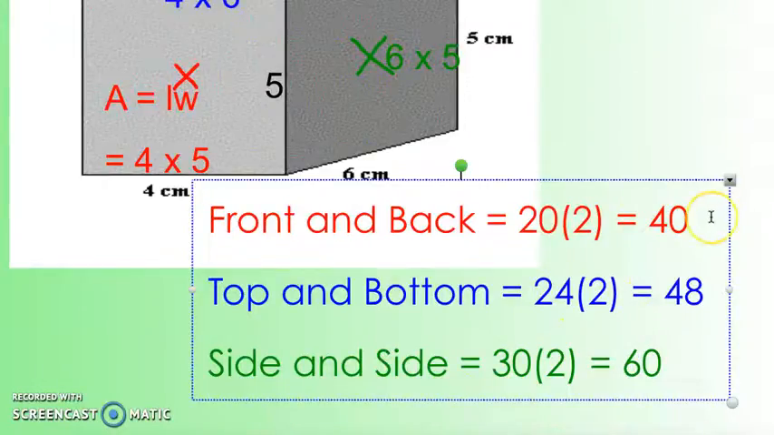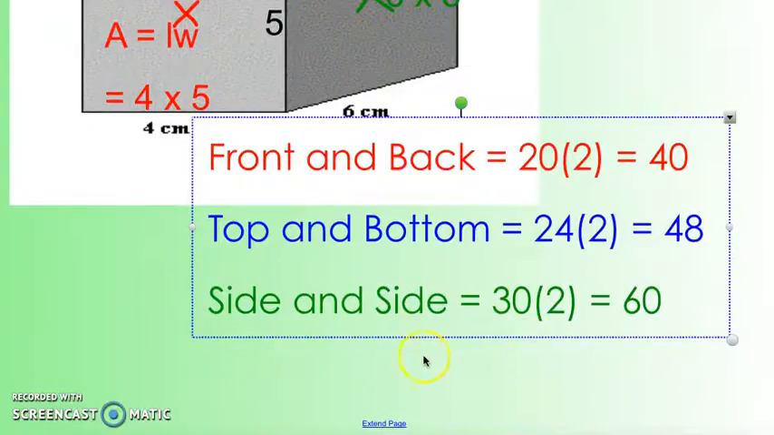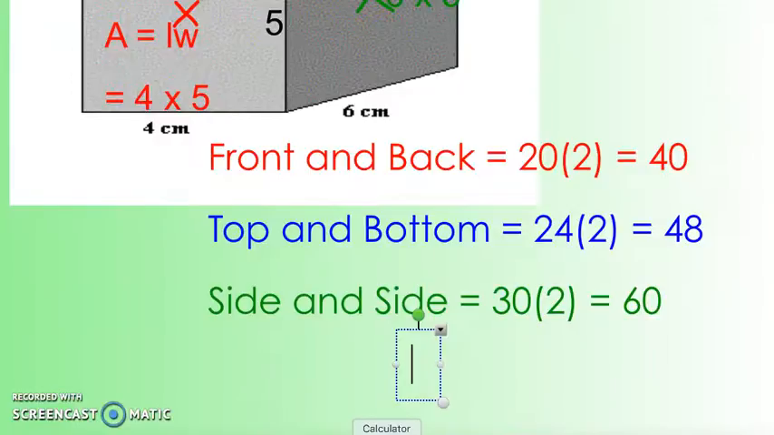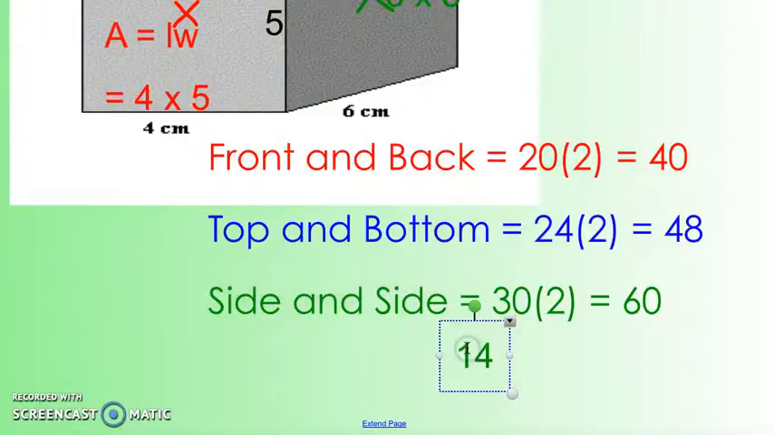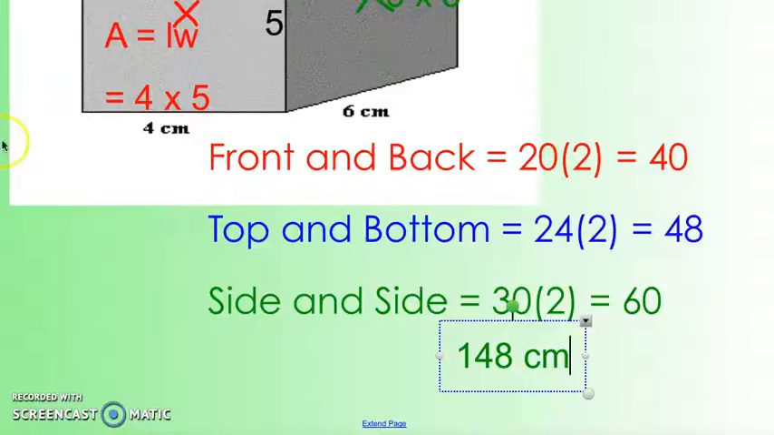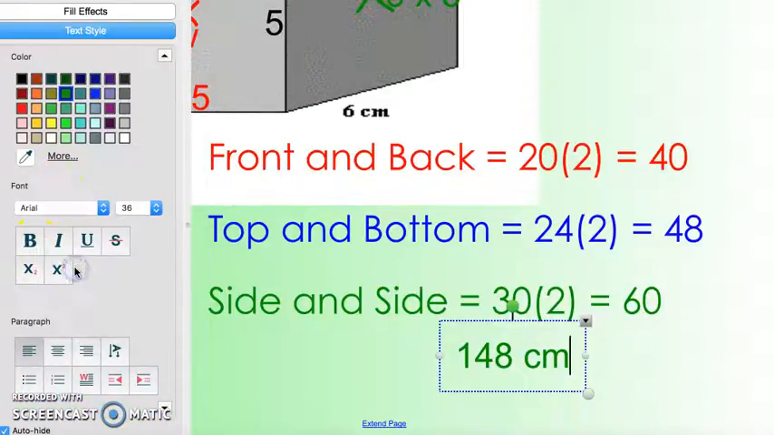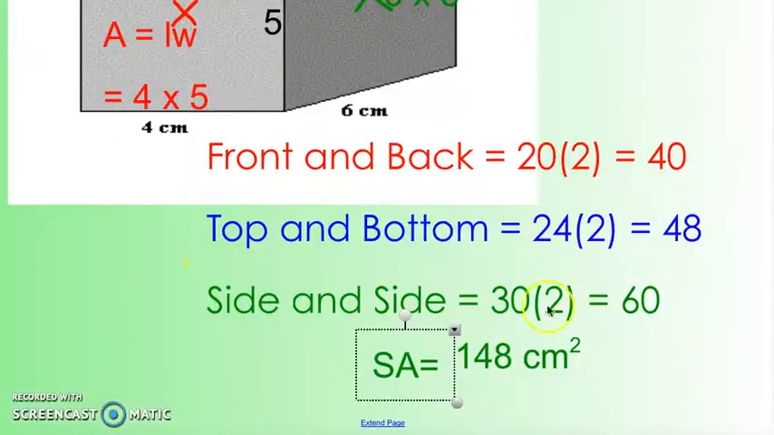So now I have 40 for area front and back, 48 for top and bottom, and 60 for side to side. And so I am going to add those three together. So I'm going to take 40 plus 48 plus 60, and I get 148. And do you know how to label surface area? Notice it's got the word area in it. And what that means is we're going to label it just like we would normally label area. And that means we're going to label it with a squared. So my answer for surface area is 148 centimeters squared.